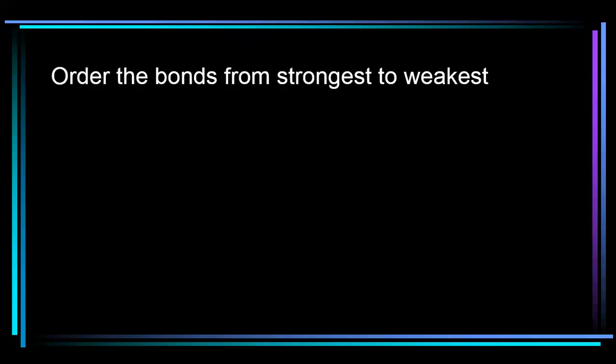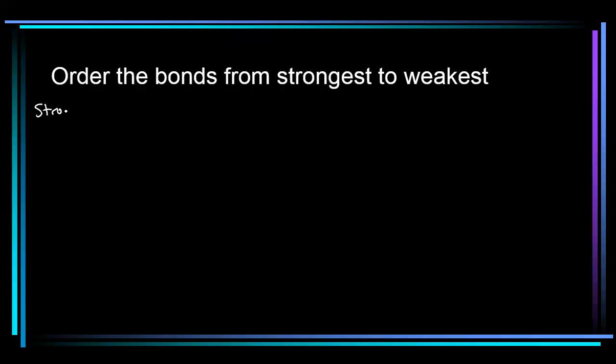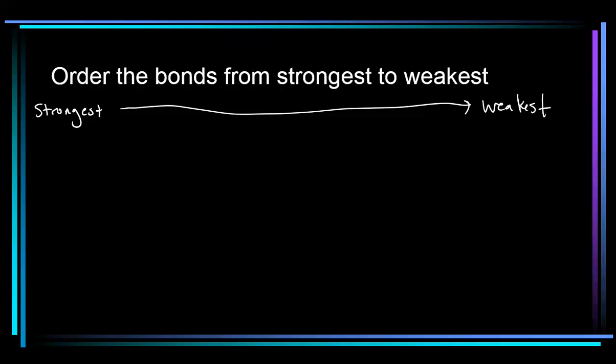let's talk about all the different types of bonds that are possible and compare them to each other from strongest to weakest. So, in my chart, these are the strongest, and these are the weakest. The strongest of all these bonds are the intramolecular bonds. They are the bonds that hold atoms together.